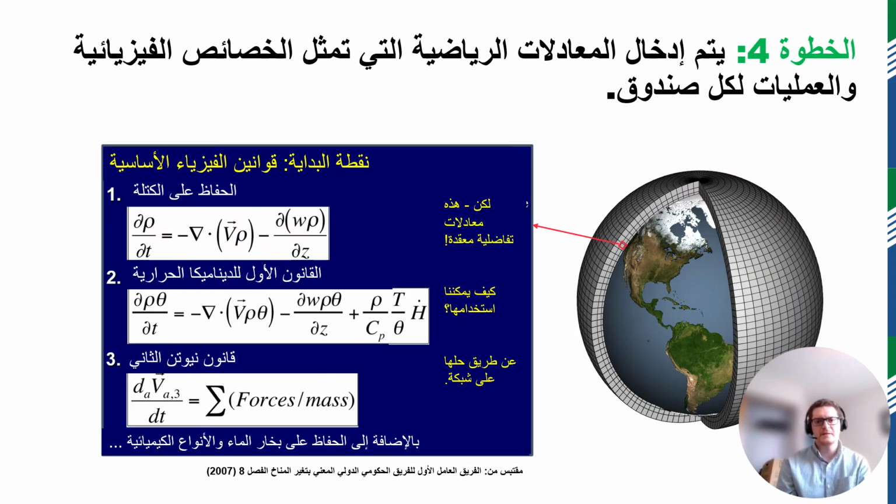The next step is that mathematical equations that represent the physical characteristics and processes in each grid box are entered and solved. So for each of the grid cells, these three main starting points are there for fundamental laws of physics. These include conservation of mass, the first law of thermodynamics, and Newton's second law, plus things like conservation of water vapor, chemical species, and so on. Of course, these are not simple equations. They're complex differential equations, and we can use them by solving them on a grid and allowing the grid cells to talk to each other with their answers throughout the model.